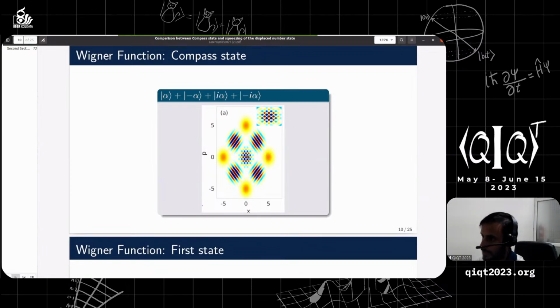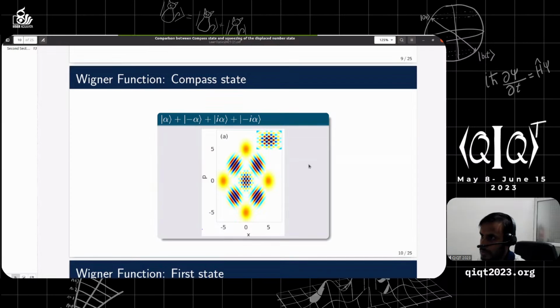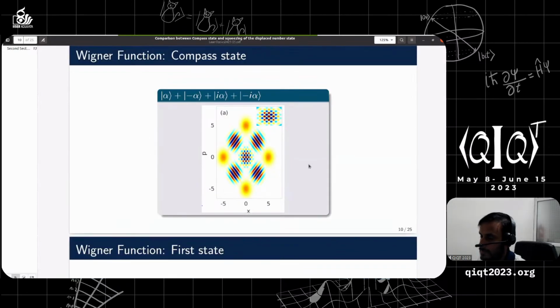So with the help of Wigner tomography, we can actually measure those types of fringe shifts in the experiments, which in turn allows us to measure small fluctuations external to the system. So this is the Wigner function for the compass state.